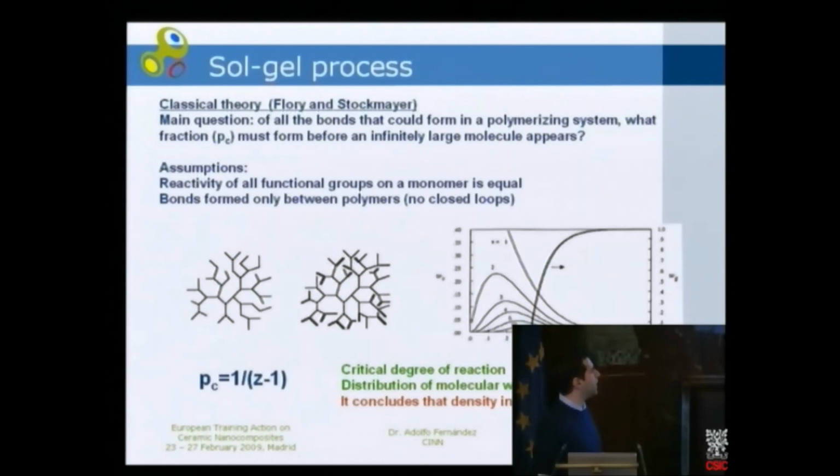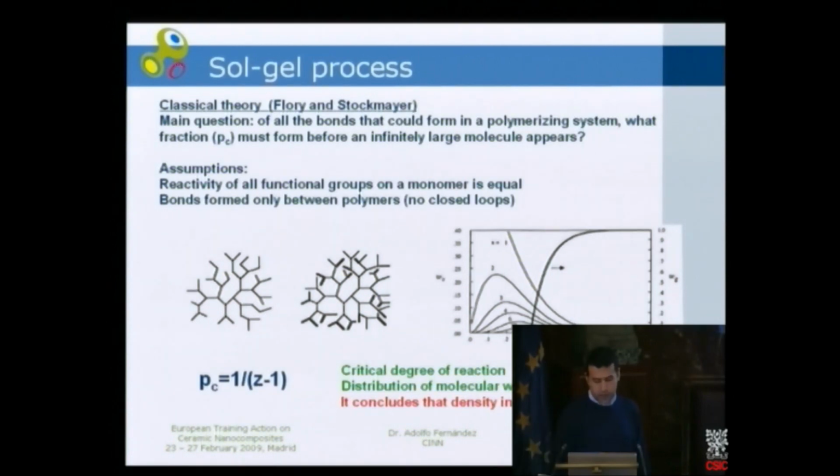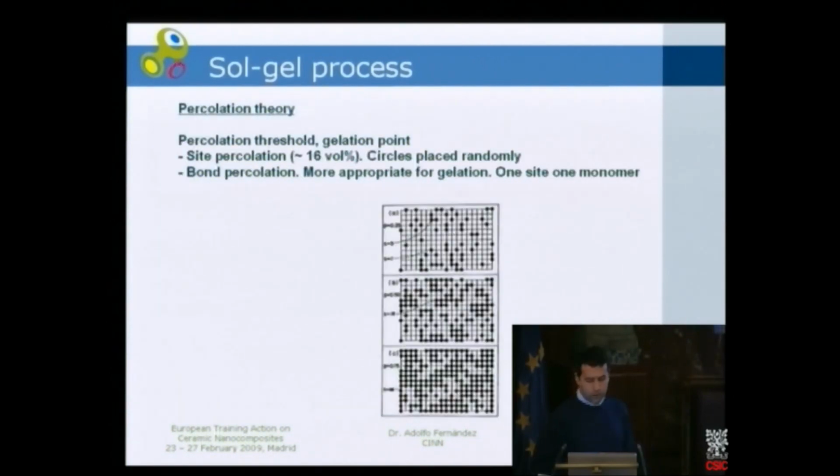For this theory, it's important to remark that it has a good prediction of the critical degree of reaction and the distribution of the molecular weights in the sol. But it concludes that the density should increase with the reaction progress, and this is not true. So it's necessary to go to another theory, that is the percolation theory.